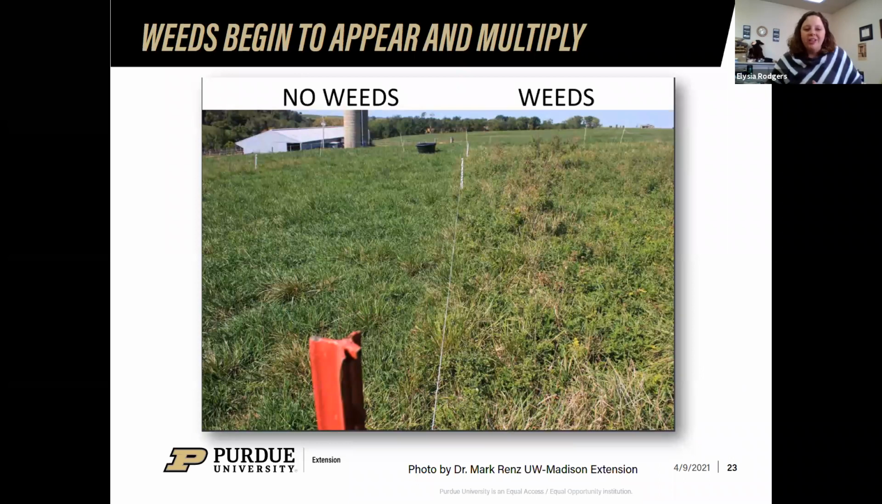And then we have our weeds. So the weeds definitely begin to appear and multiply when we aren't managing our pastures under more potentially rotational grazing or under a better system. So we see here on the left, this was a study at University of Wisconsin. This was kind of more of a rotationally based system. They were stocking their pastures maybe a little bit denser, so they were keeping those weeds down. They were rotating more routinely.